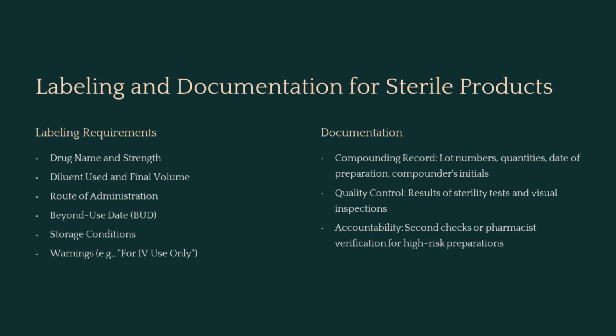Labeling requirements include drug name, strength, route of administration, and beyond use date. Documentation involves maintaining a compounding record, quality control tests, and accountability through second checks or pharmacist verification for high-risk preparations.